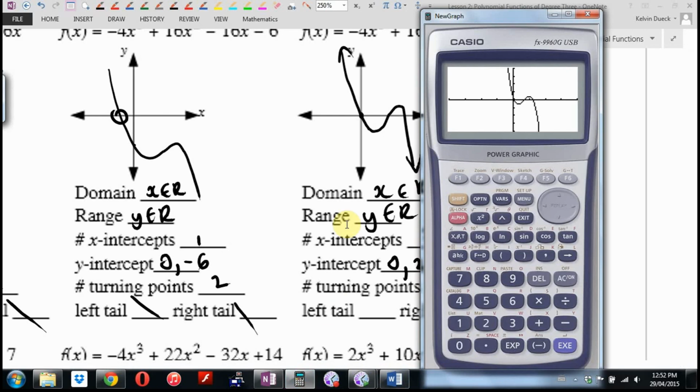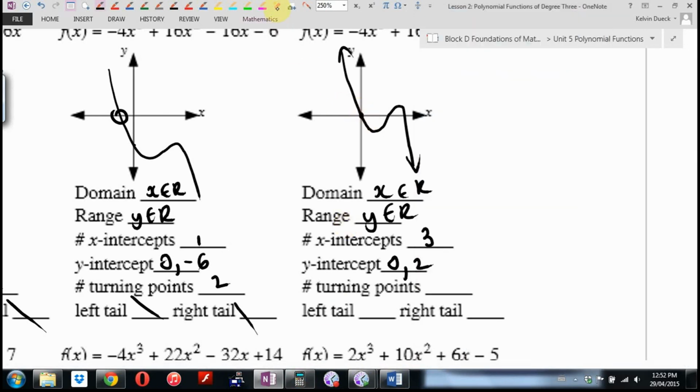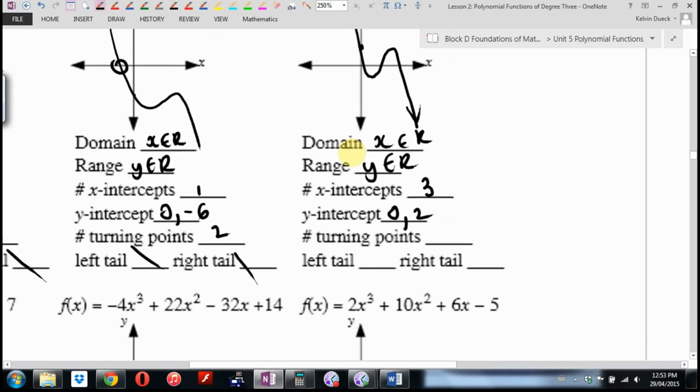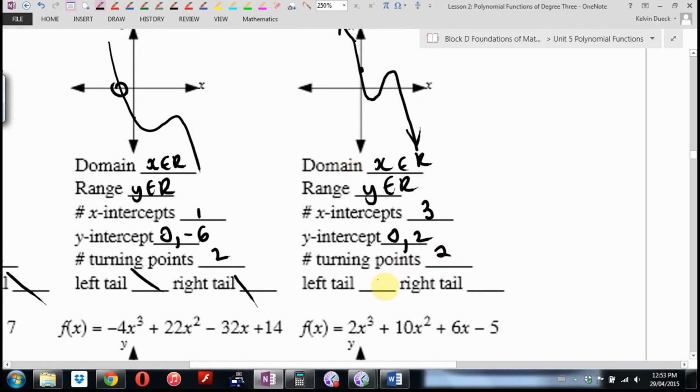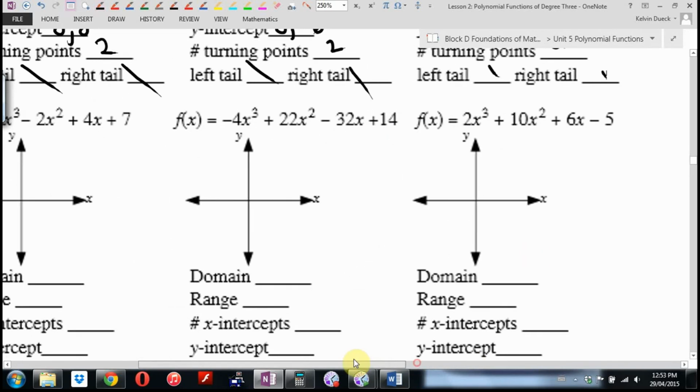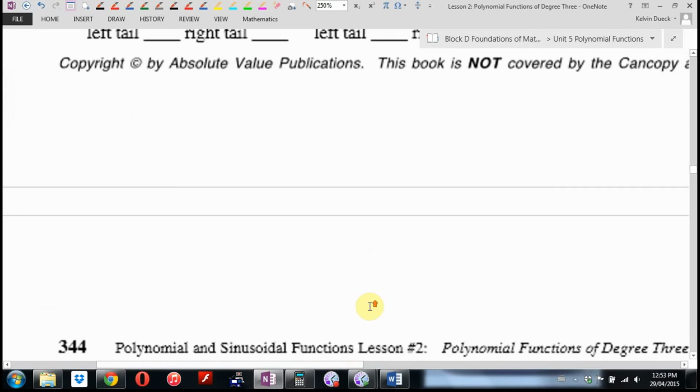I got sloppy here in this drawing, Mr. Dueck. Let's try that again. It should go through like that, 0, comma 2 up there, not through 0, 0. Turning points, 2 of them, and it still does that and that. A couple more. Is it 3 more? We're good? Yep.